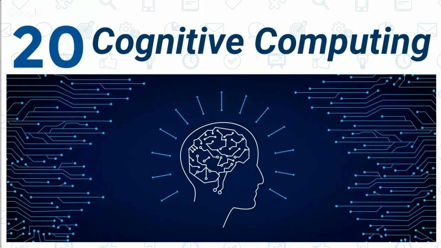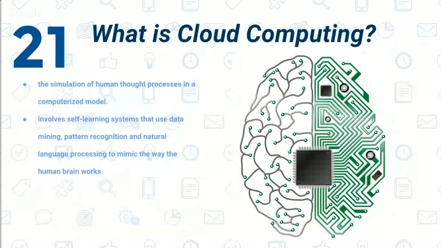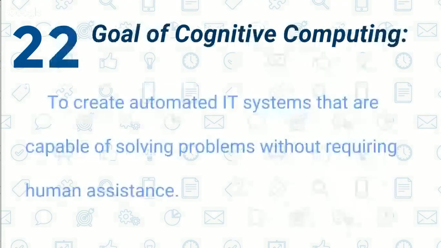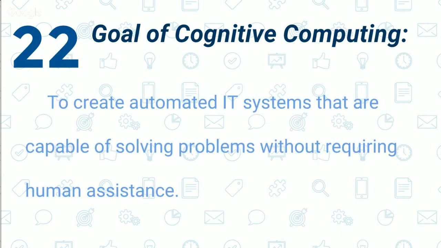Now we're going to talk about cognitive computing. Cognitive computing is a simulation of human thought processes in a computerized model. It involves self-learning systems that use data mining, pattern recognition, and natural language processing to mimic the way the human brain works. The goal of cognitive computing is to create automated IT systems that are capable of solving problems without requiring human assistance.